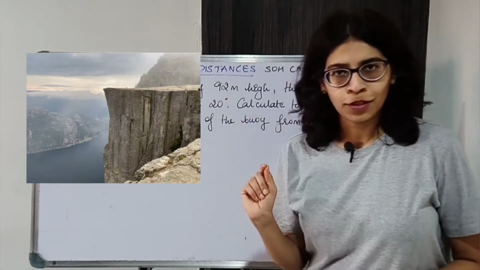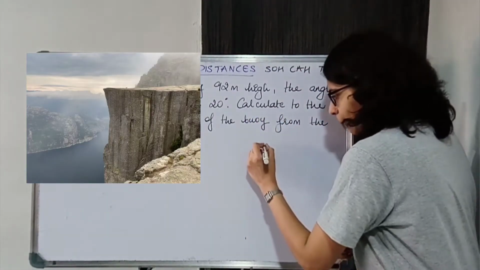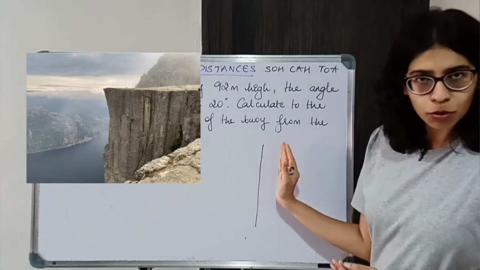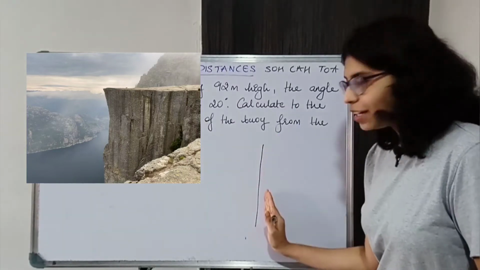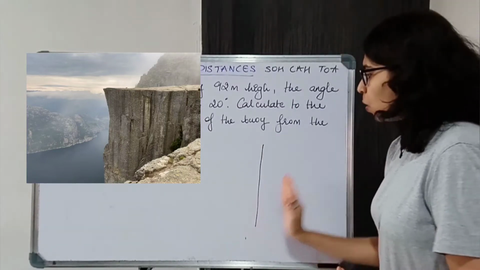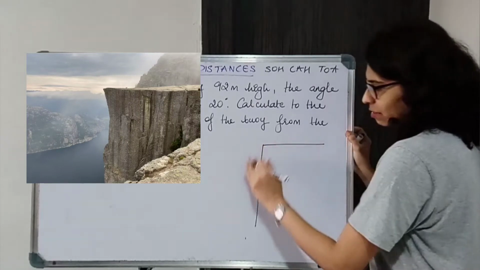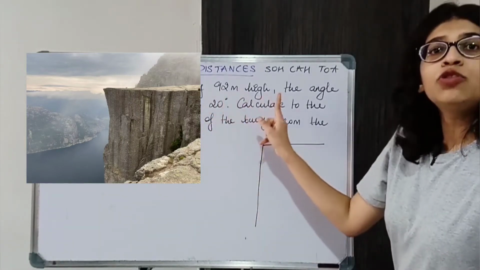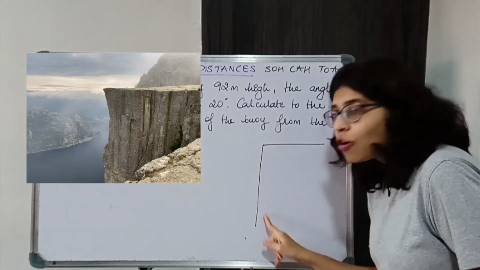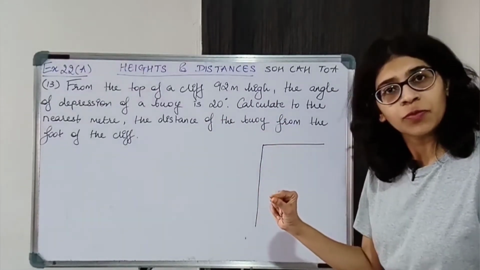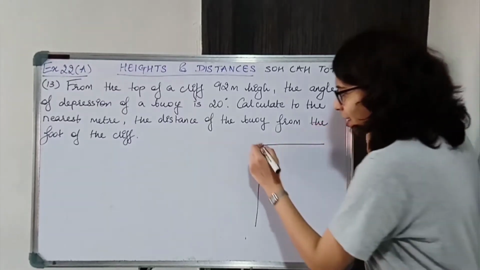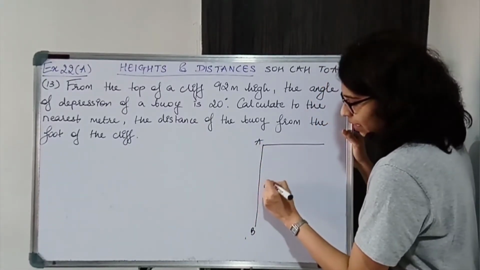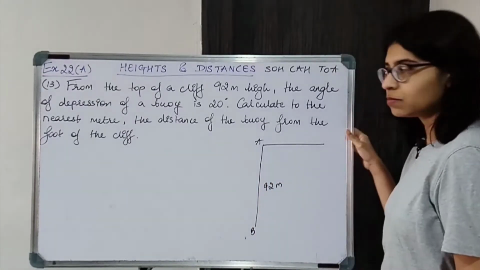There is a cliff. Now a cliff is a vertical thing, okay? Vertical रहता है cliff. Look at the photo, you will get an idea. So एक cliff है, okay? Now the cliff is like this. From the top of the cliff 92 meters high, so मतलब the height of the cliff is 92 meters. So let AB be the cliff, the height of the cliff, which is 92 meters.